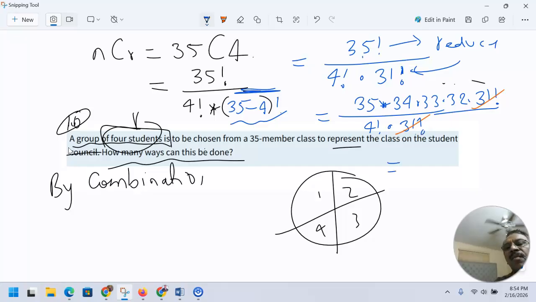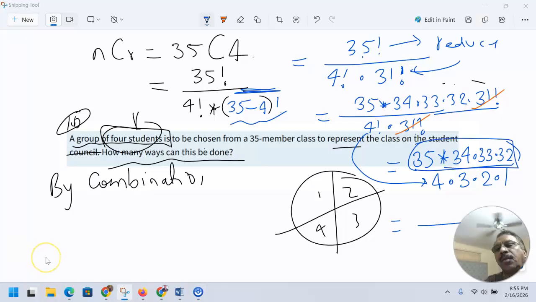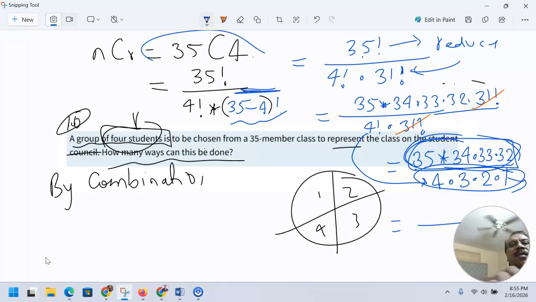So what you are left with is 35 times 34 times 33 times 32, and then divide by 4 factorial, which means 4 times 3 times 2. Now you can put the top part in the calculator, and whatever this answer is, you can work the numerator out separately. But what we will do is directly use 35C4 from the calculator.